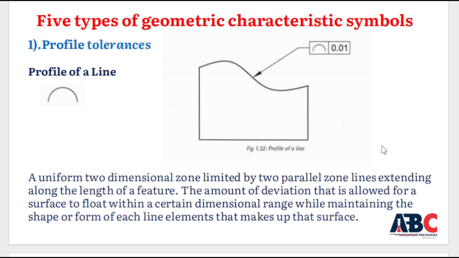Five types of geometric characteristic symbols. First is profile tolerances. Profile of a line: a uniform two-dimensional zone limited by two parallel lines extending along the length of a feature. The amount of deviation that is allowed for a surface to float within a certain dimensional range while maintaining the shape or form of each line element that makes up that surface.